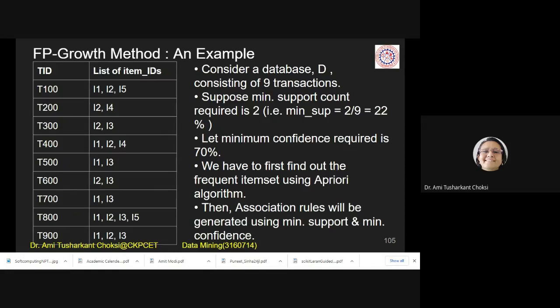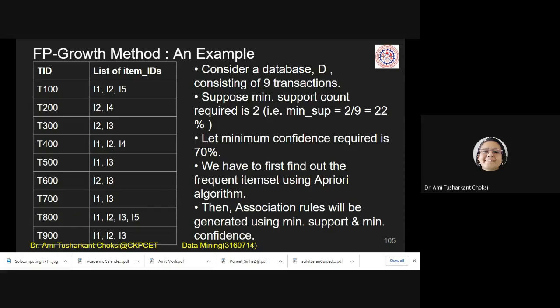Now, let's see the algorithm example. The transactions and items, that is the TID and the transaction items, are listed in this table. Now, what is given? First thing is 9 transactions are there. Minimum support is 2, that is the support count is given as 2. The minimum support in percentage is 22 percent, right? And minimum confidence given is 70 percent.